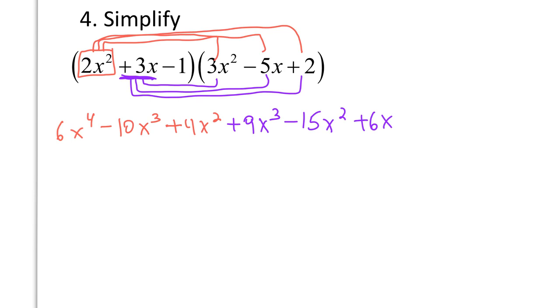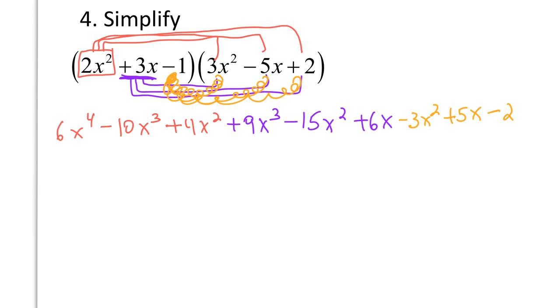Now you have one more term in that trinomial, the negative 1. You also have to multiply by the second trinomial. So you are going to distribute the negative 1. So the negative 1 here times the 3x squared, that's going to be a negative 3x squared. And the negative 1 times the next term, negative 5x, that's going to be a positive 5x. Negative times negative is positive. And negative 1 times a positive 2, that's going to be a negative 2.